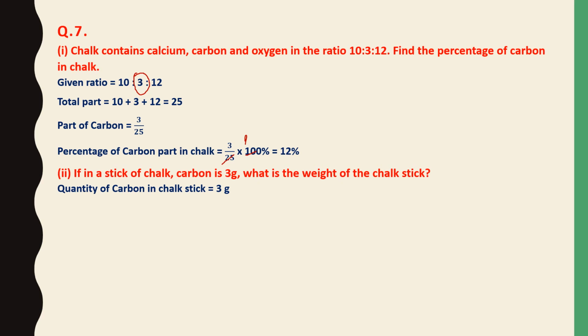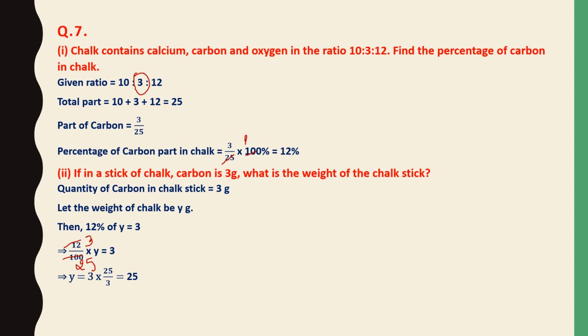If in a stick of chalk, carbon is 3 gram, what is the weight of the chalk stick? Quantity of carbon in the chalk stick is given as 3 gram. Let the weight of chalk be y gram. Then 12% of y is equal to 3. Just now we worked out the 12%. So 12 by 100 into y is equal to 3. We can solve this. 4 3s are 12 and 25. So y can be written as 3 into 25 by 3, that is 25. Hence the weight of the chalk stick is 25 gram.